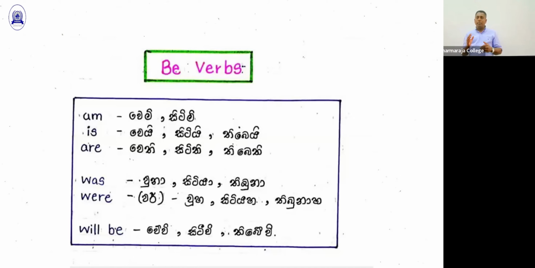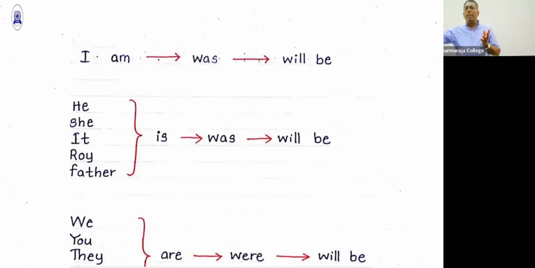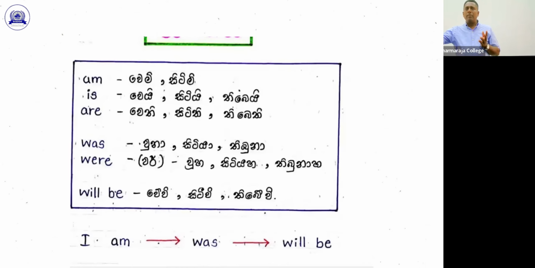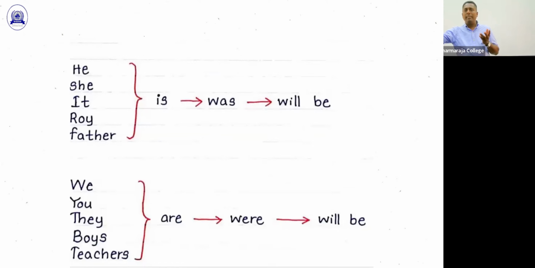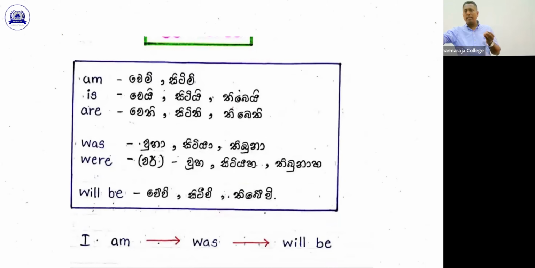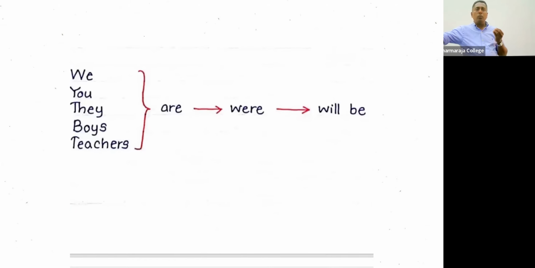B verbs have meanings. B verbs are not action verbs. Am, is, are. The second one is singular present tense: I am, he is, she is, it is, Roy is. Roy is a name. Father is, mother is, the teacher is, the principal is, a tree is, the bag is, the bicycle is. Remember that. We are, you are, they are. Boys are, teachers are, books are, trees are, my friends are, parents are.